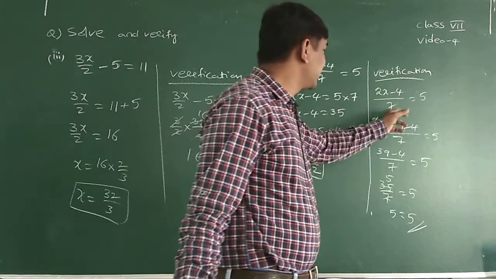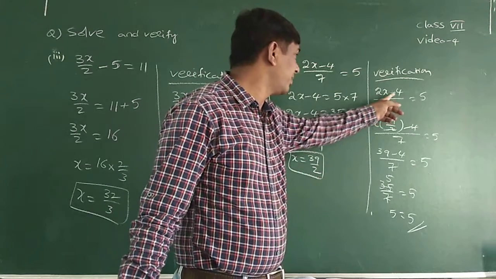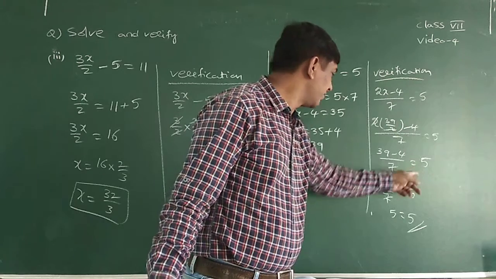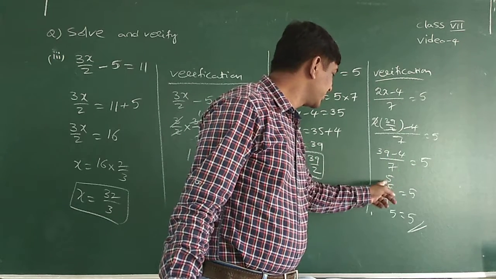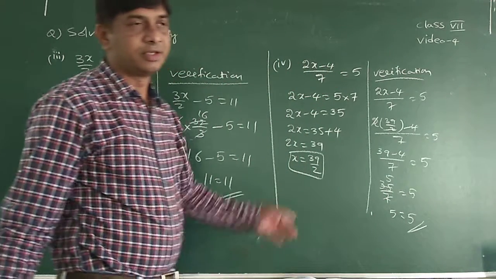Here, 2x minus 4 by 7 is equal to 5. X means 39 by 2. 39 by 2 minus 4, the 2 cancels. 39 minus 4 by 7 is equal to 5. 39 minus 4 is 35 by 7 is equal to 5. 7 fives are 35, so 5 is equal to 5. Please note down.